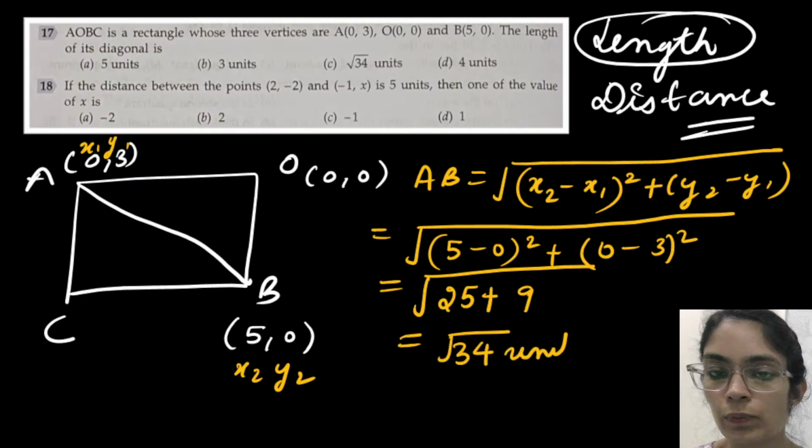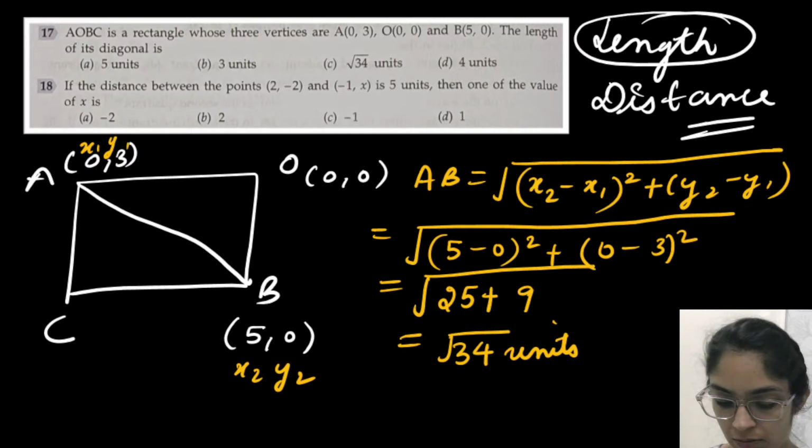So this is root 34 square. Okay, Shrikant, you're able to understand, then it's good. C option, root 34, is the correct option. So the 17th answer is C option, root 34 units.